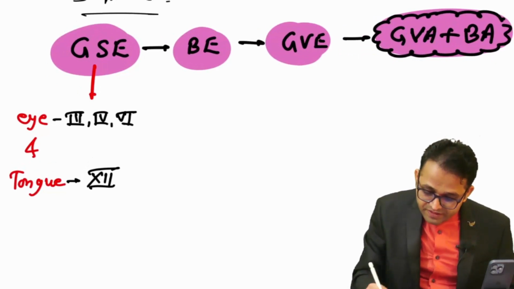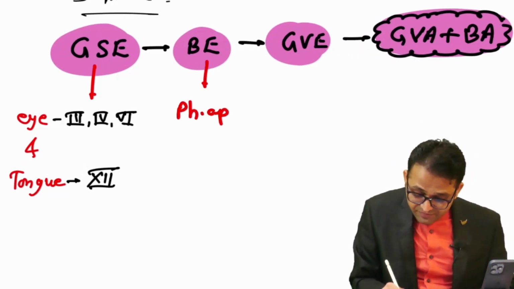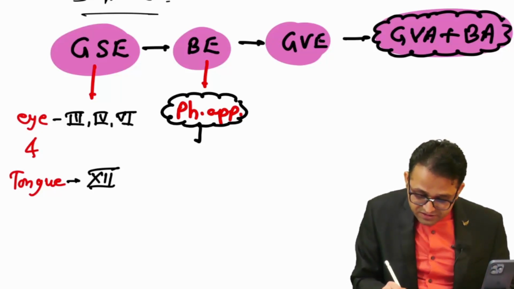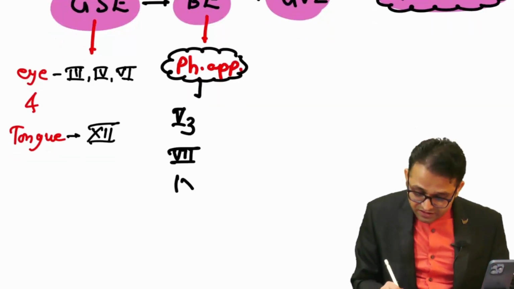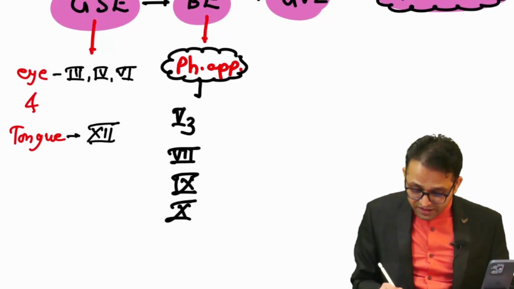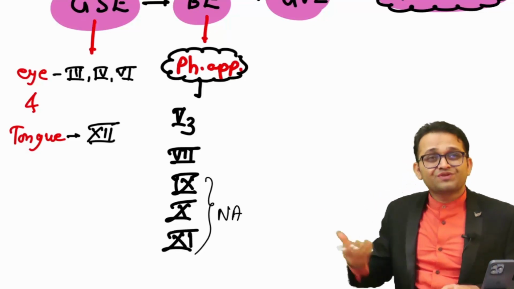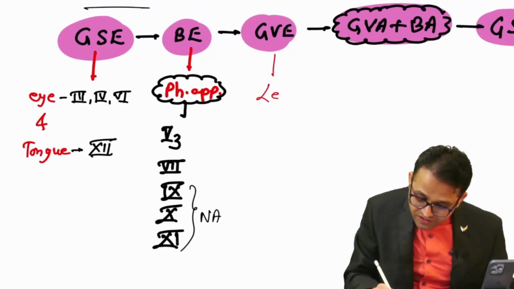Then, yes, branchial efferent means your trick is pharyngeal apparatus. Just tell me the cranial nerves of the pharyngeal apparatus. Sir, the mandibular nerve, first arch, then facial nerve, second arch, then glossopharyngeal nerve, third arch, then vagus nerve, fourth arch, and vagus nerve is assessed by the 11th nerve. Yes. So this is the nucleus ambiguus. Yes, sir, complete. Now the general visceral efferent. I told you the mnemonic.